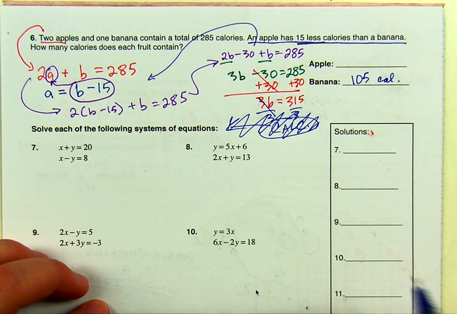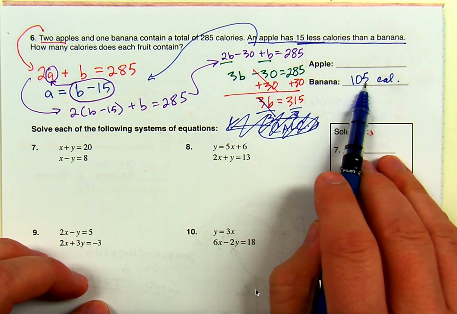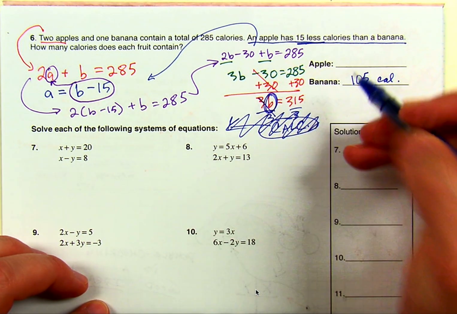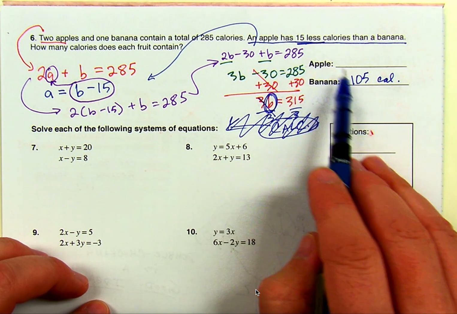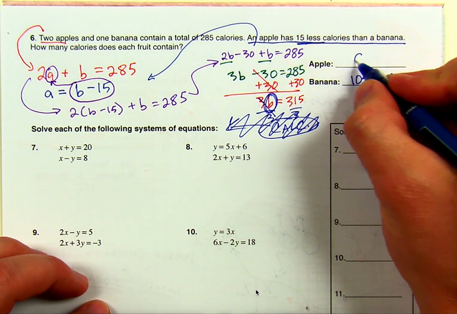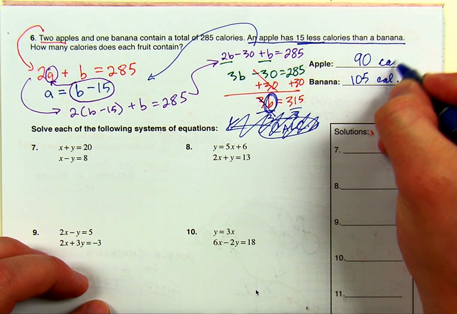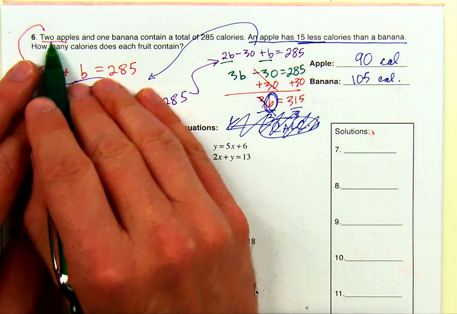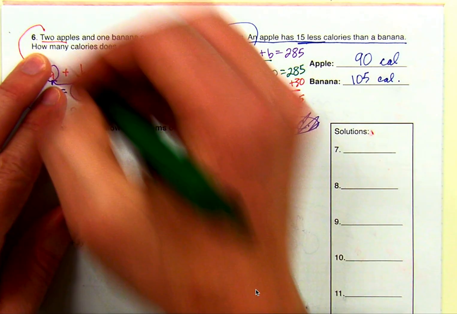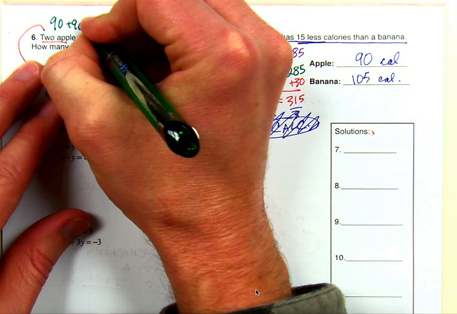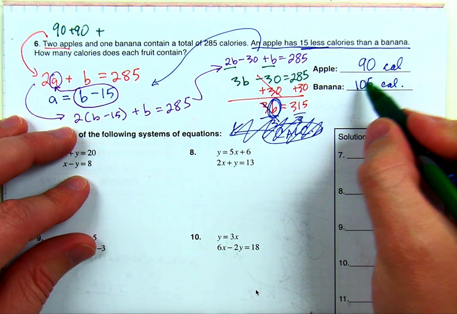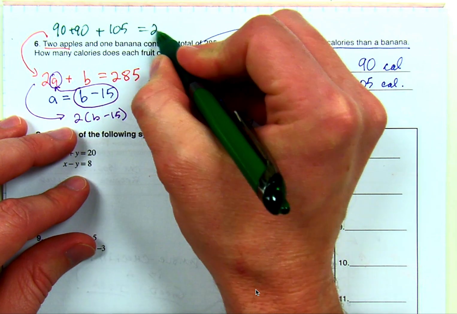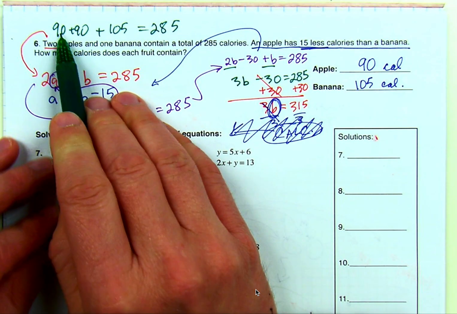Okay, we didn't finish. We know what a banana is, 105. That was a banana because that was B. What is an apple? 15 less. So what's 15 less than 105? 90, right? Just boom. And then just check it over here. 2 apples, how much would that be? 90 plus 90, right? And 1 banana is 285. Does that work? 90 and 90 is 180.